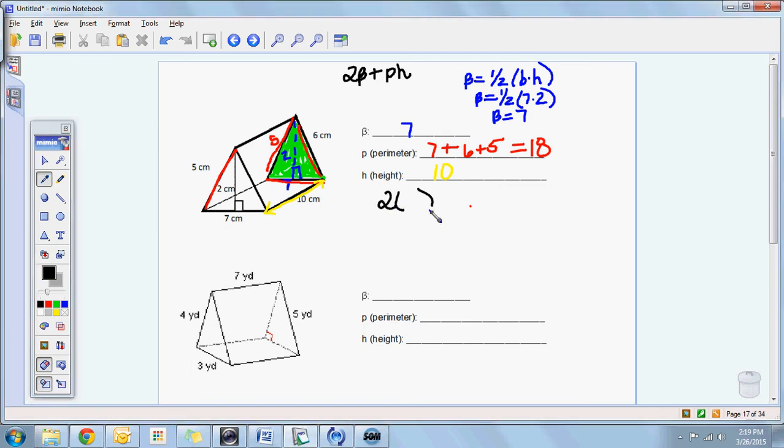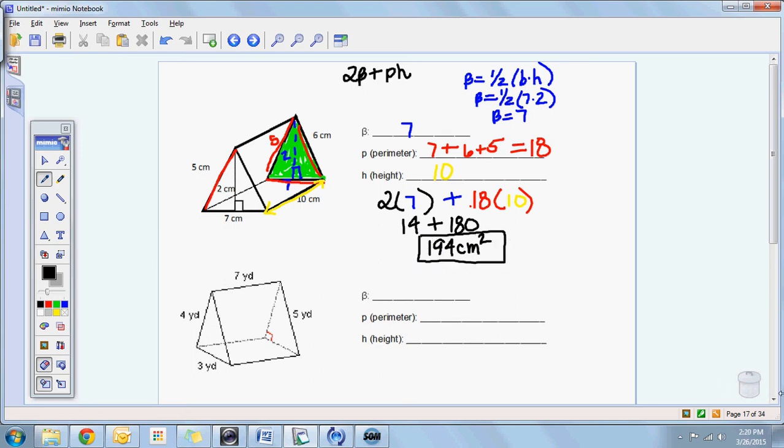So let's go ahead and plug it into our formula. There's 2 bases, so 2 times the base area, which was 7, plus your perimeter, which was 18, times the height, which was 10. So remember to follow order of operations when you're calculating. 2 times 7 is 14, plus 18 times 10 is 180. And if you add those up, you get 194. So 194 centimeters squared is your surface area.